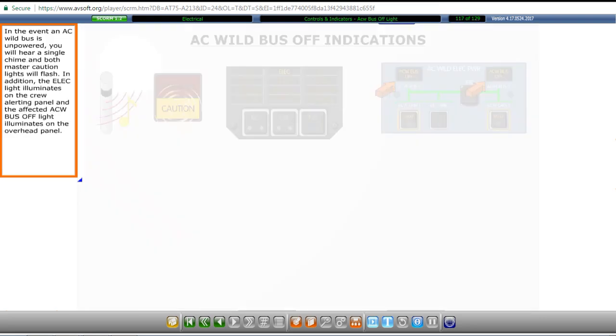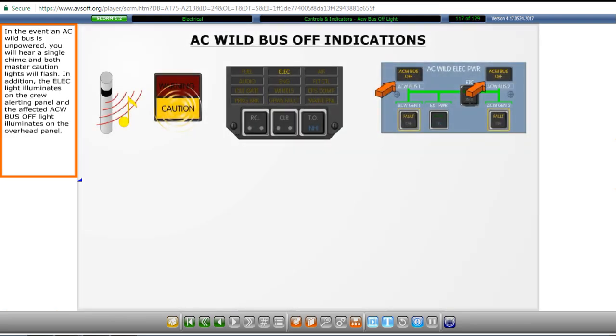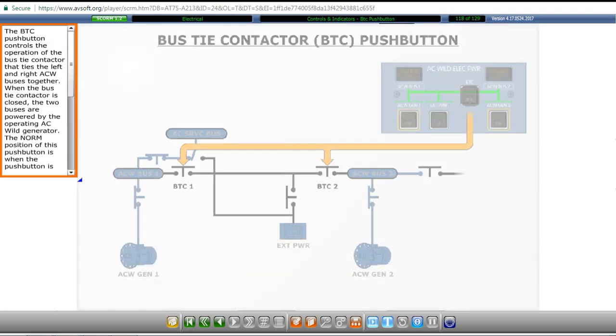In the event an AC Wild bus is unpowered, you will hear a single chime and both master caution lights will flash. In addition, the electric light illuminates on the crew alerting panel and the affected AC Wild bus off light illuminates on the overhead panel.